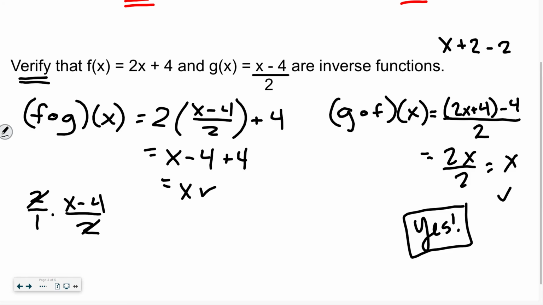Have you done this before? Oh, but it's kind of like proofs? Yeah, because you're trying to prove that they're inverses. Yeah.